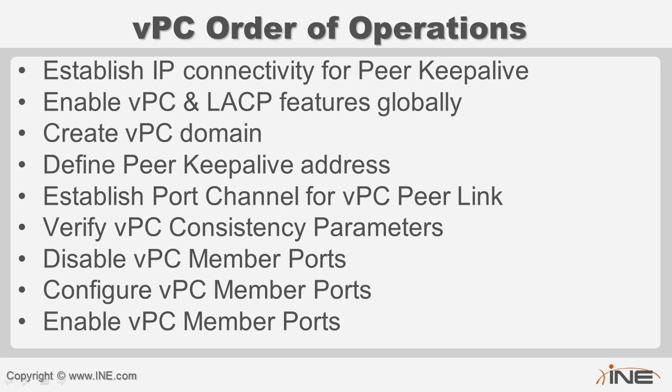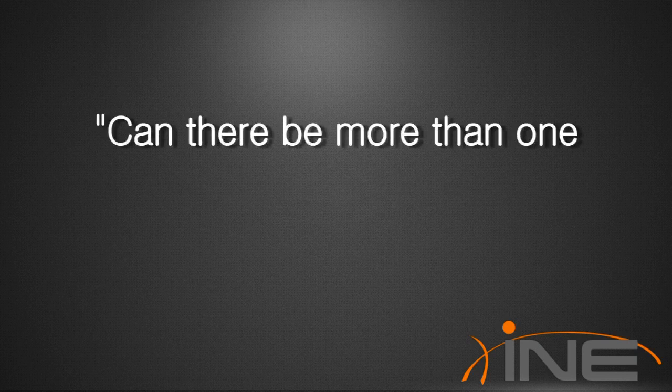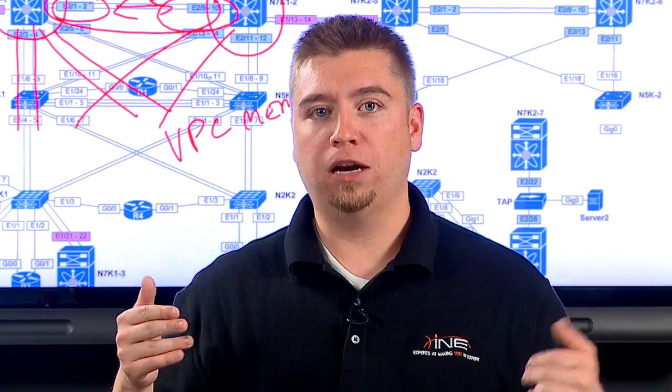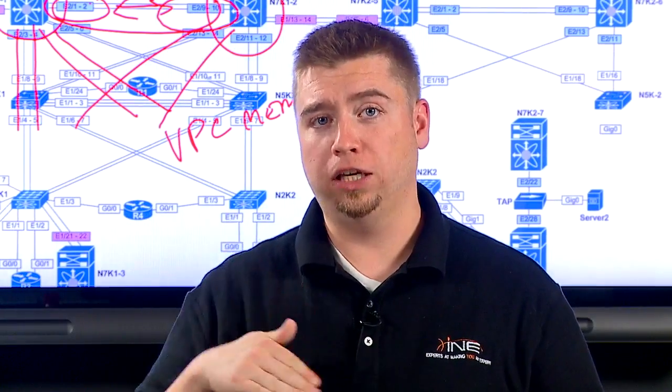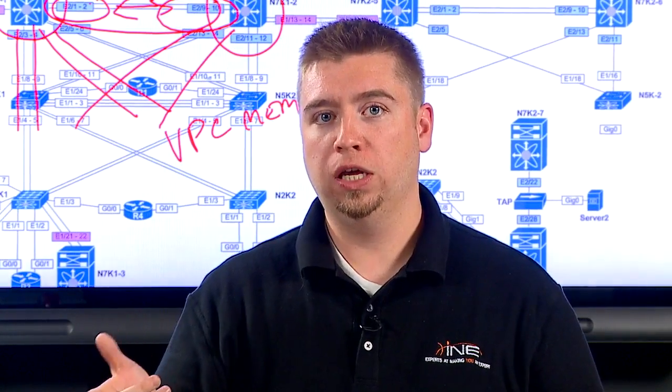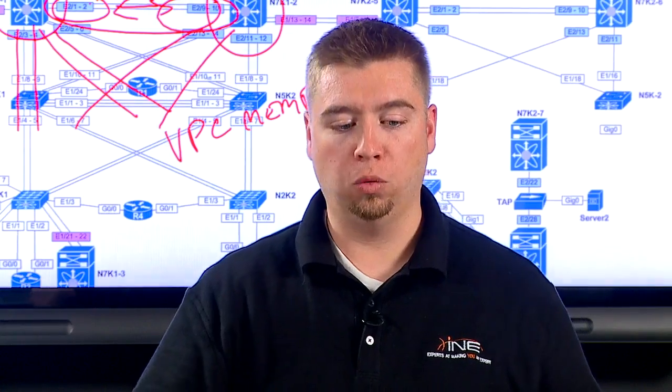Okay, so before we get onto the command line, there's a couple different questions I think we have here. There's one question, can there be more than one keep alive port? Yes, there can be more than one physical link, but there's not more than one logical link, because it's a layer 3 link basically. So as long as I have layer 3 IP reachability, it doesn't necessarily matter how the traffic routes physically between the devices. As long as you can do an ICMP ping between the boxes, then your peer keep alive is going to work.